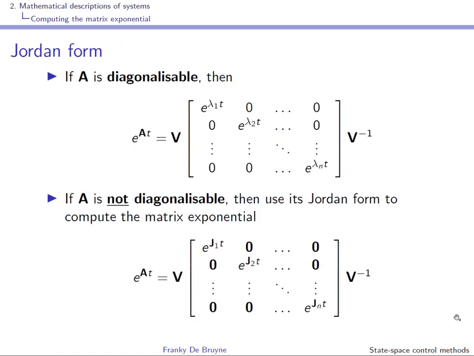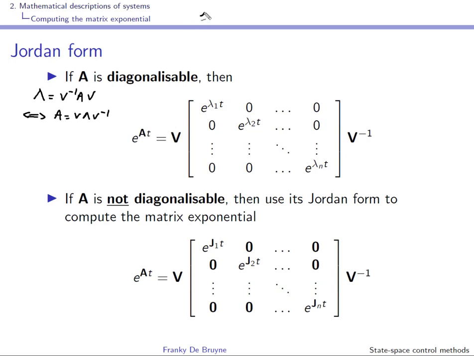The second method to compute the exponential of At is to use the Jordan form. Remember that if A is diagonalizable, then we can obtain a diagonal matrix Lambda by doing the following operation: V^-1 A V, where in V we have stacked all the eigenvectors. So equivalently, this means that A is V Lambda V^-1. So how can we obtain this result here?